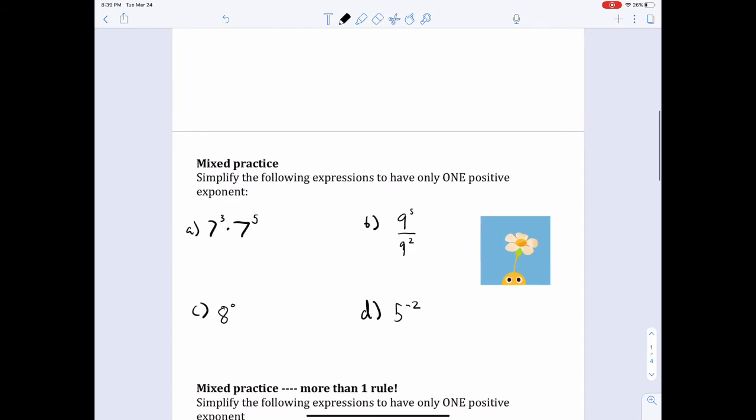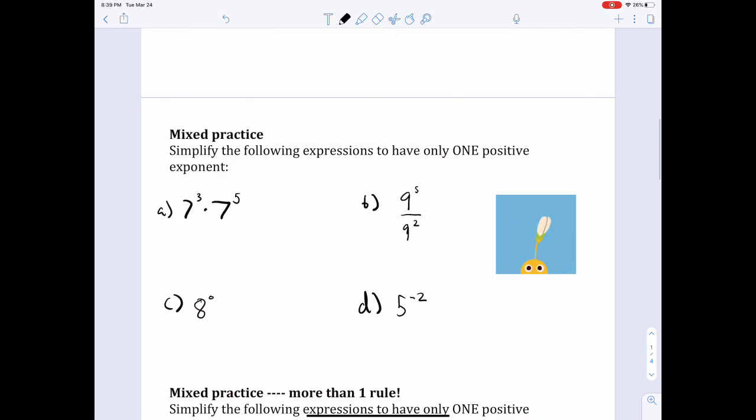I want you to try A, B, C, and D here. And your directions are simplify, so you're not getting an answer, the following expressions that have only one positive exponent. So pause the video, use one of those 4 rules from above, and when you're ready, try it out. And this dude sprouting a flower is there to welcome spring and cheer you on.